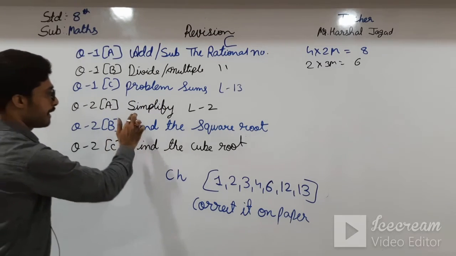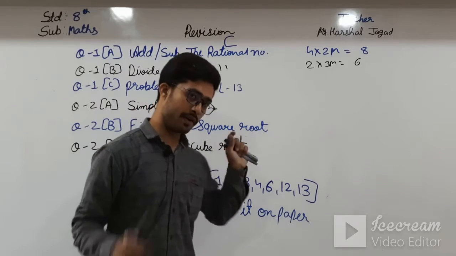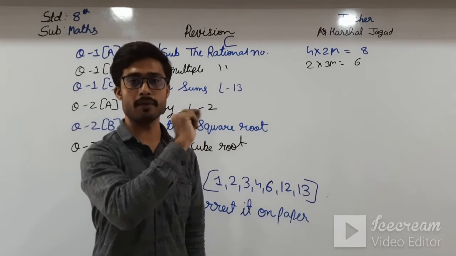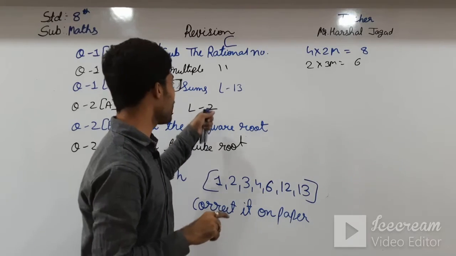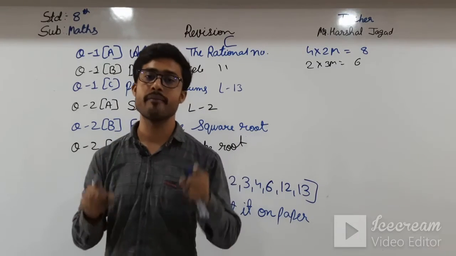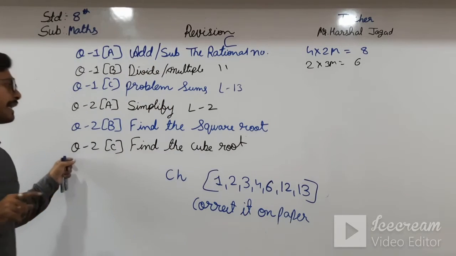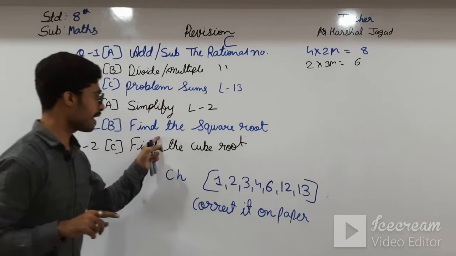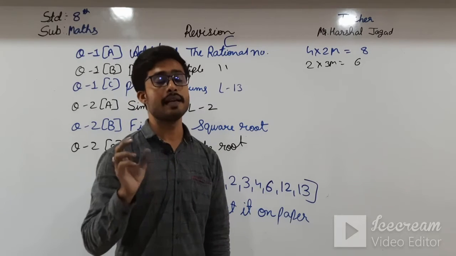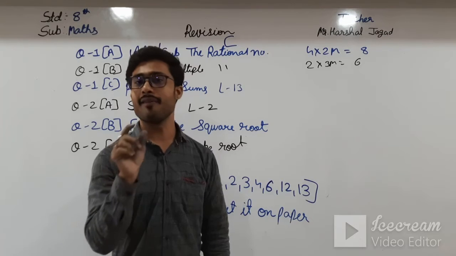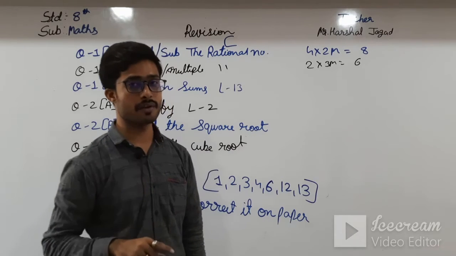Then comes simplification from lesson number 2. Only the headings which say simplify will be asked over here. I am repeating it again, students. From chapter number 3, that is find the square root. You know that it is of 2.5 marks and I will ask big square roots only. I will not ask the small square roots, okay students.